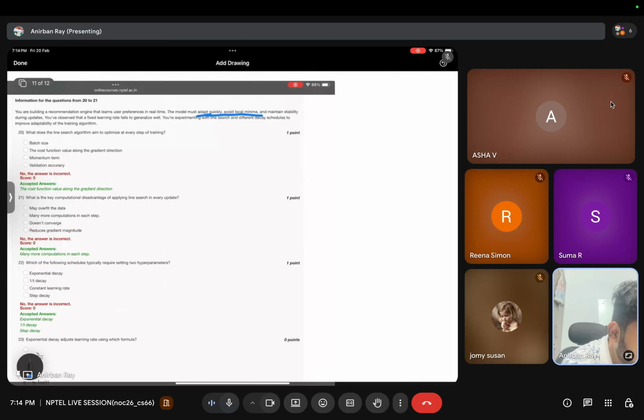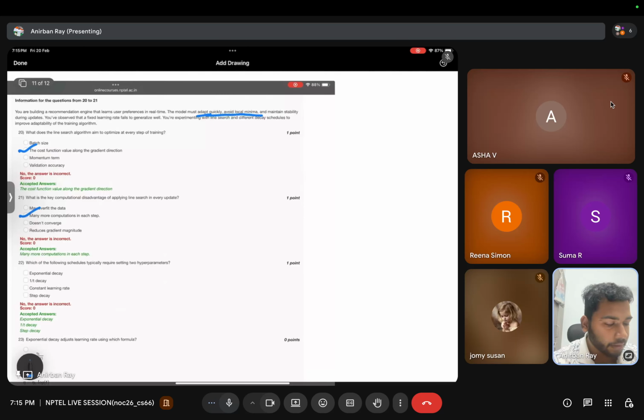So what do you have with line search? Okay, so it takes the best learning rate according to the most reduction in cost function. Okay, so this is the one. What is the key component of computational disadvantage applying line search in every update? More computation each step, because it's trying every learning rate.